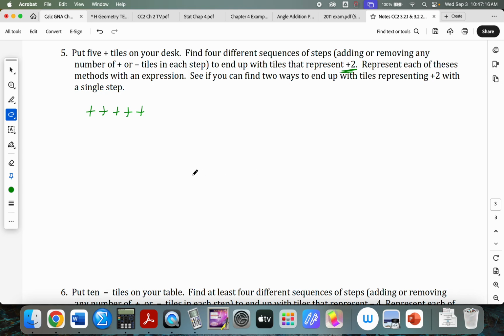So what's the most obvious way? I'm starting off with 5 tiles. Yes, subtract 3 of them. So that would give you just those 2. So it's 5 minus 3 is 2.